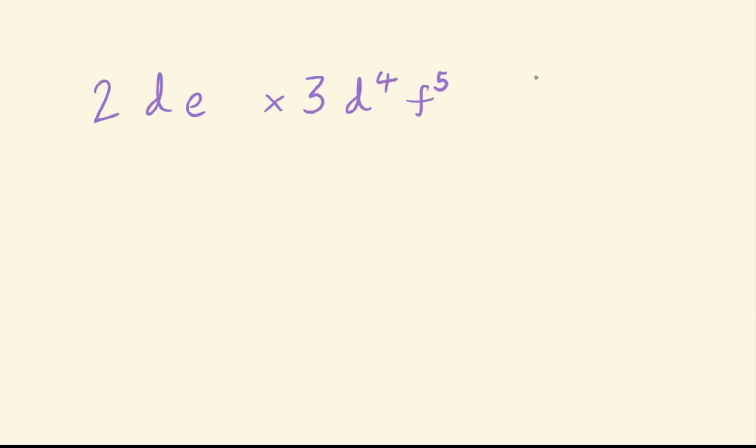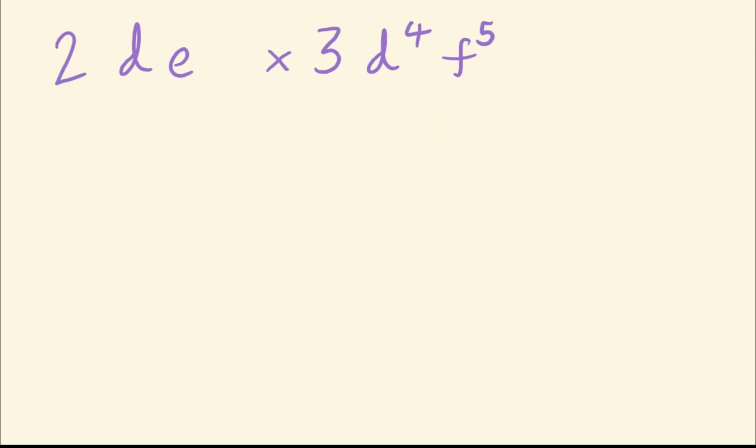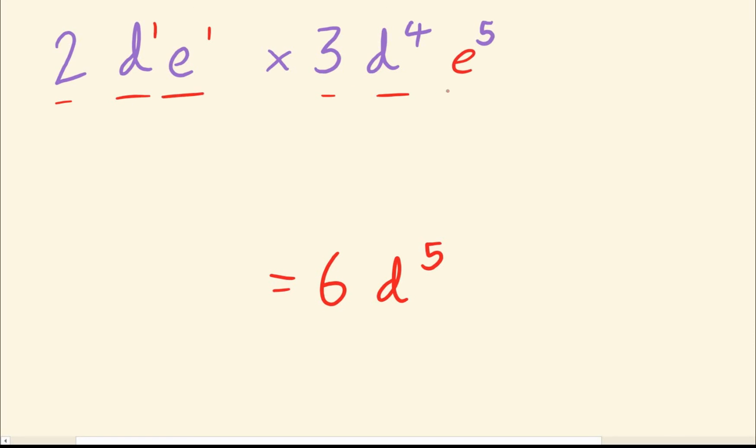Just going through that again. First things first, I have no powers here. That means these powers are 1. And then I go through each number and letter separately. So first, 2 times 3 is 6. Next, on to the d's, 1 plus 4 is 5. So d to the 5. Then on to the e's, there should be an e, sorry. 1 plus 5 is 6. And that would be your final answer.